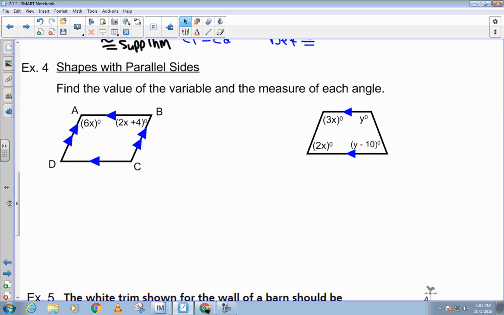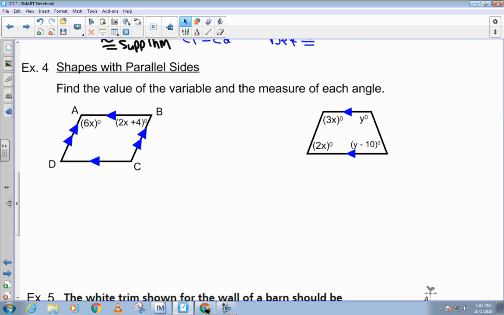Alright, shapes with parallel sides. We have our trapezoid and our parallelogram, which have some parallel sides. Your parallelogram has two pairs of parallel sides. Notice that I've got a single pair of arrows and a double pair of arrows. That means the two across from each other are parallel. There's more than one set of parallel lines.